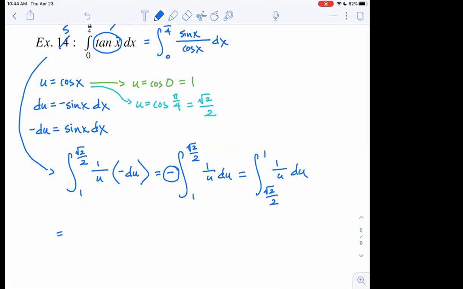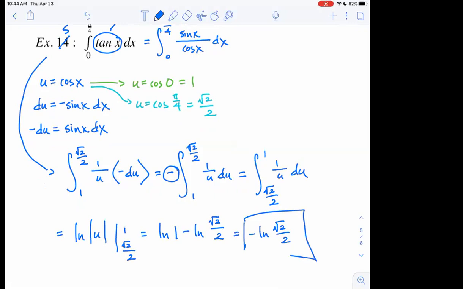So I take my integral, I get negative natural log of absolute value of u. I'm plugging in 1, and I'm plugging in root 2 over 2. And I'm going to get natural log 1 minus natural log of root 2 over 2, which is going to give me negative natural log root 2 over 2. Okay. All right. Any questions on example 15?